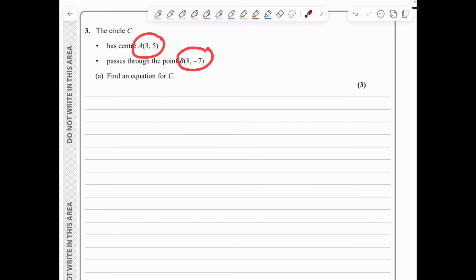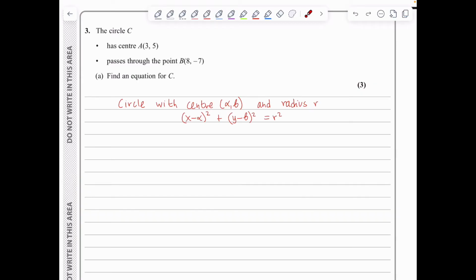In question 3, we've got the circle C centered at point A with coordinates 3, 5 and passing through the point B with coordinates 8, -7, and we need to determine an equation for C. Well, let's recall that a circle centered at alpha, beta and radius r has equation x minus alpha squared plus y minus beta squared is r squared. So to find the radius, I will simply consider the distance between A and B. So we're looking at the square root of 8 minus 3 squared plus -7 minus 5 squared. This gives an answer of 13, and therefore we conclude that the equation of the circle is x minus 3 squared plus y minus 5 squared is equal to 13 squared.